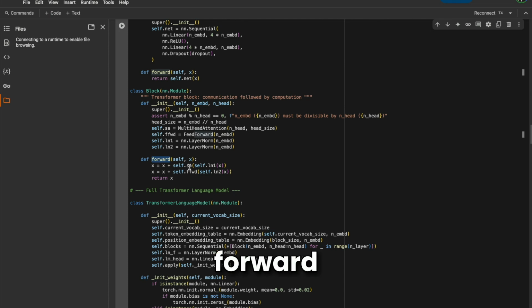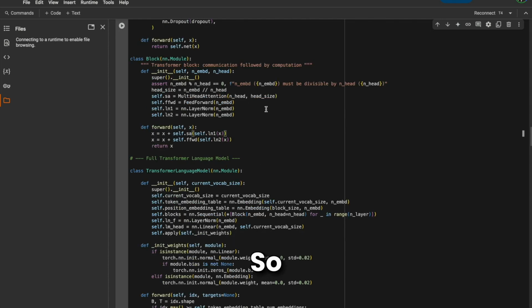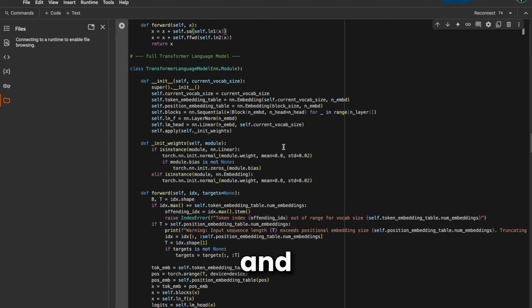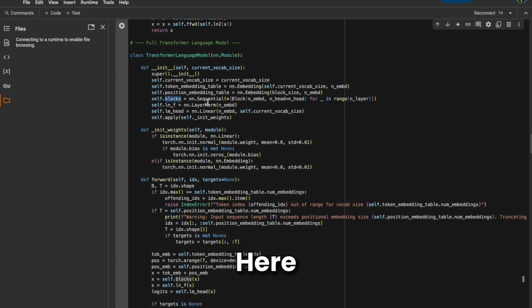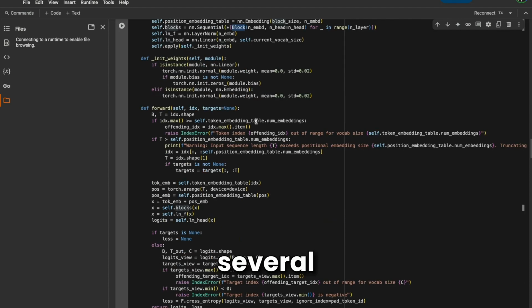And then in its forward function, we do the attention work first, and then we do the feed forward. And in between, we do the normalization steps. So this is one full block, and we can have many blocks inside a transformer language model. Okay, so here, this is a class of transformer language model. Here we have lots of blocks. So we're using nn.Sequential, and we're adding several blocks.